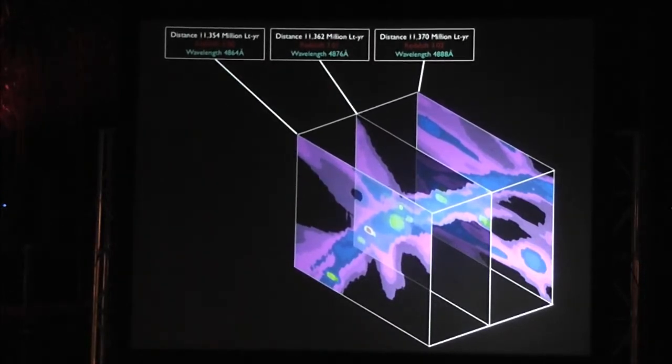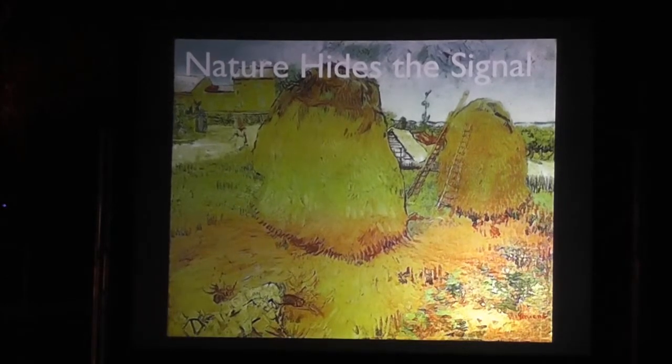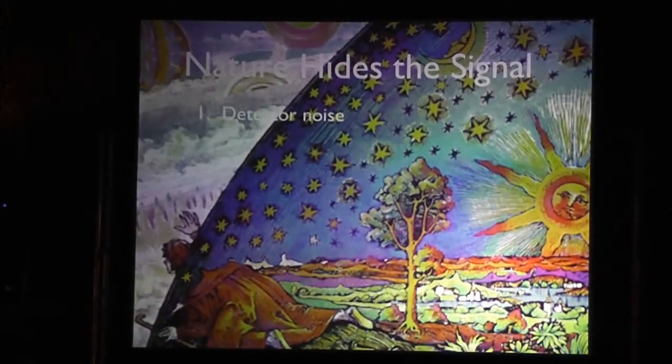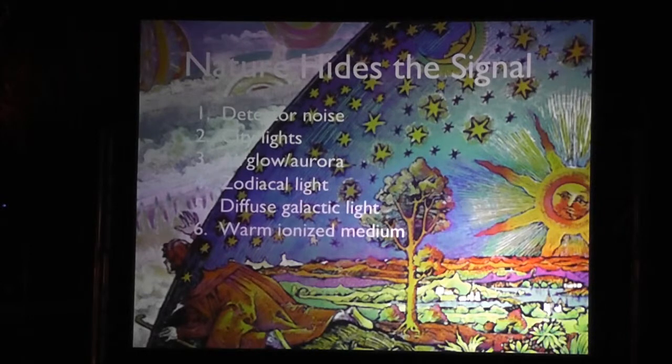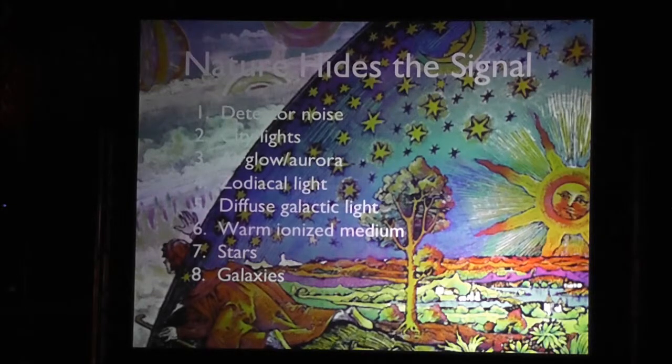However, there are some challenges to looking at the cosmic web. It's not dark matter, it's dim matter. And nature, of course, tries to hide the signal. It likes to make our jobs challenging because that makes us stronger and smarter. How does it hide the signal? It hides it behind detector noise, city lights, air glow, zodiacal light, and so on and so forth. And I like to think that the Holy Grail is behind all those things, waiting to be imaged.